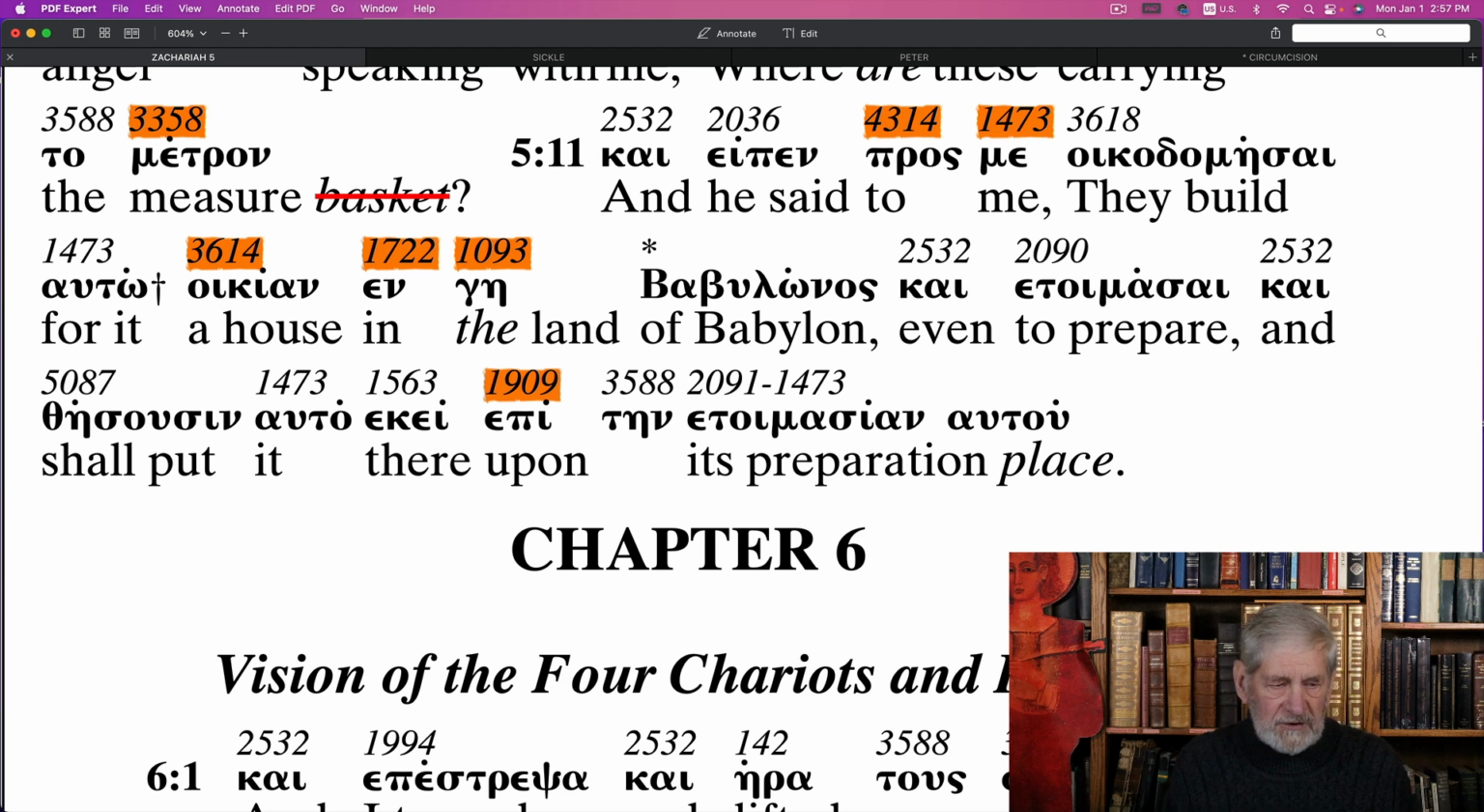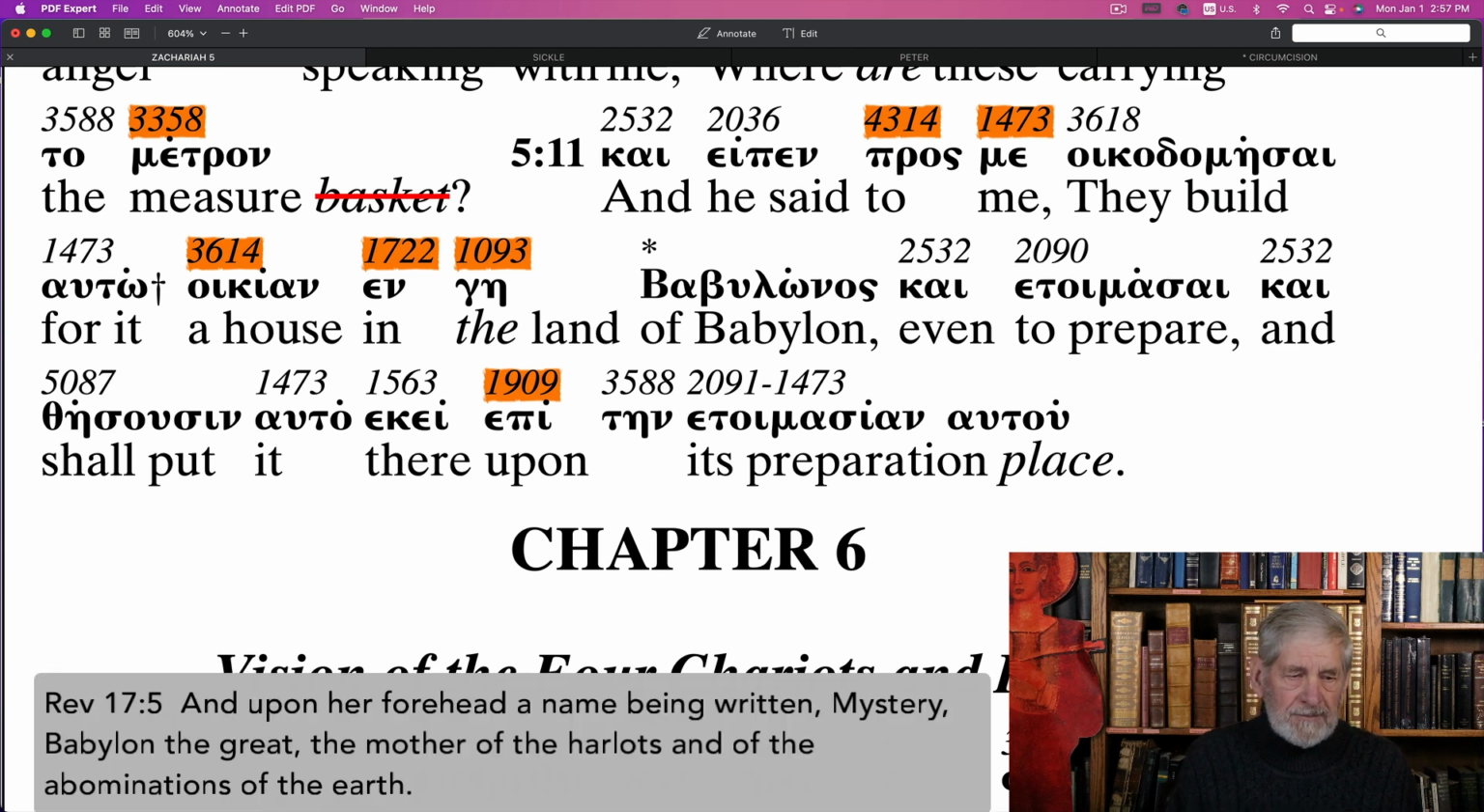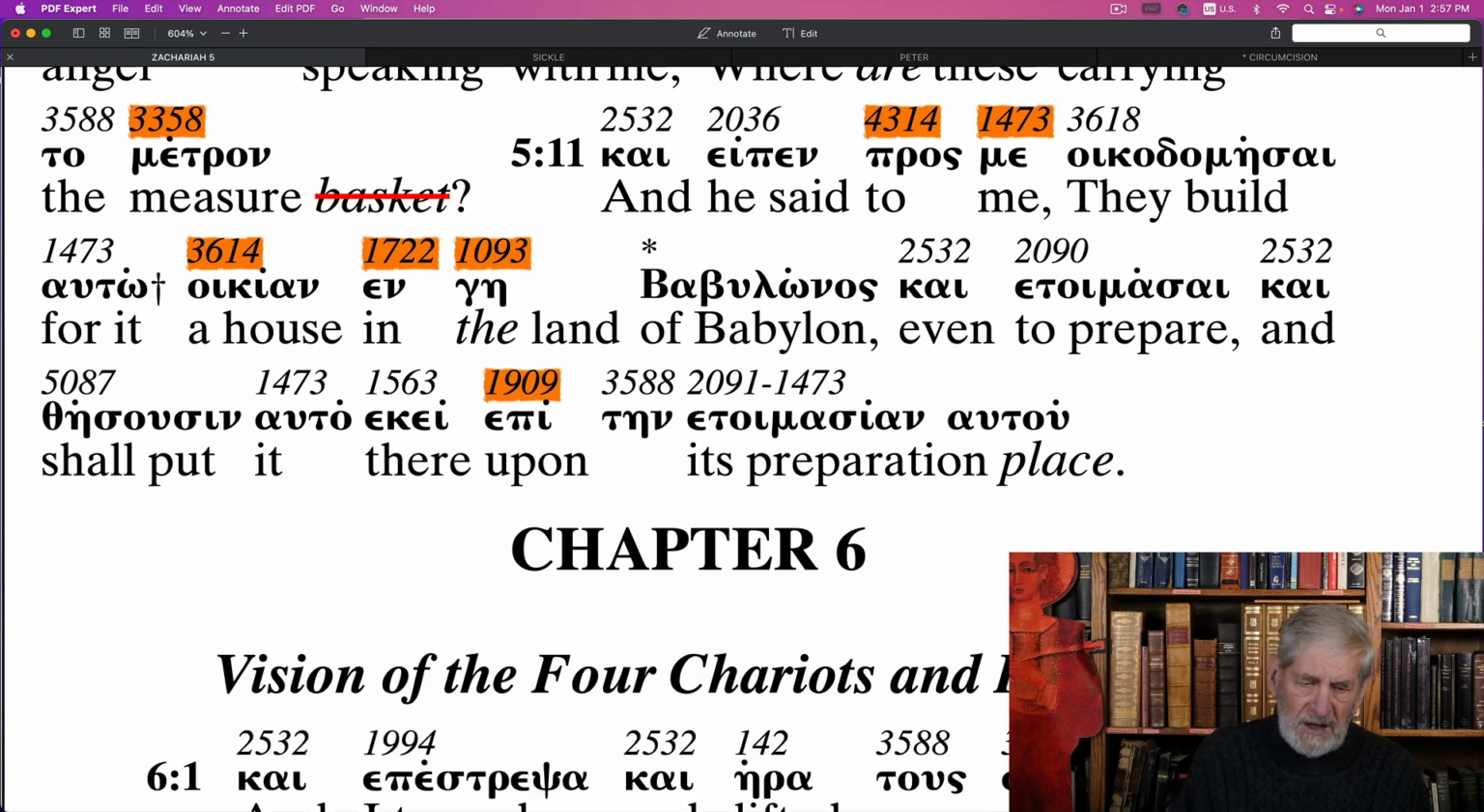And then Revelation 17:5 says, "And upon her forehead a name being written, Mystery Babylon the Great, the mother of the harlots and the abominations of the earth." So Mystery Babylon being Jerusalem fits in with this because it's not the real Babylon. There's not going to be a Babylon in the future coming back again. I don't see that at all. Some people bring up that possibility, but no.